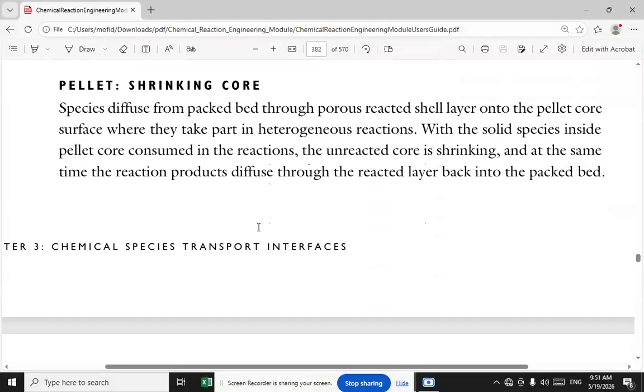Now I want to go to the pellet shrinking core. Species diffuse from the packed bed through the porous reacted shell layer onto the pellet core surface, where they take part in the heterogeneous reactions with the solid species. Inside the pellet core, solid species are consumed in the reactions and the unreacted core is shrinking. At the same time, the reaction products diffuse through the reacted layer back into the packed bed.